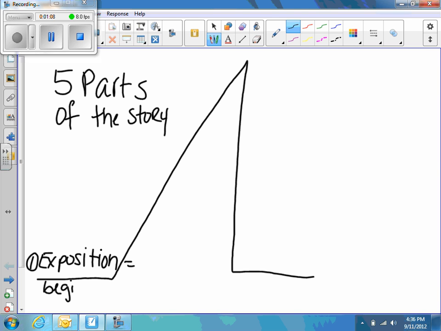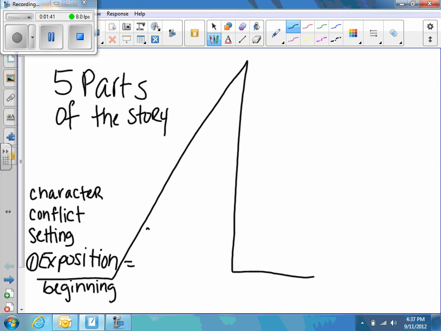Now there are 3 parts to the exposition. The first part is the setting, which is time and place. Then we have conflict, which is the problem. And then we have characters, like the main character. So these 3 things make up the exposition part of our story. You will have all 3 things in the exposition part. So we will know where and when the story takes place, we will know what the problem is, and we will know about the main character.